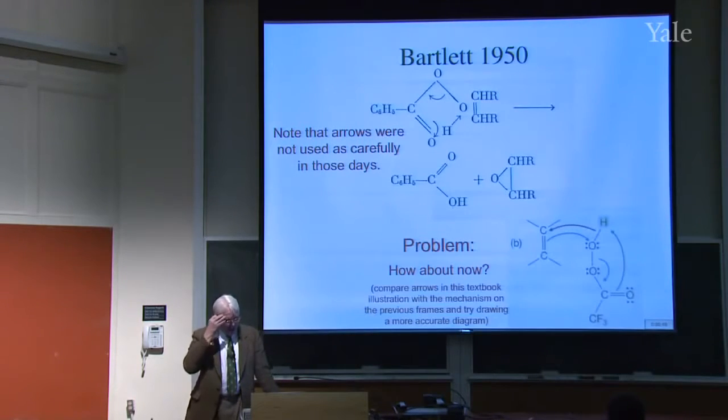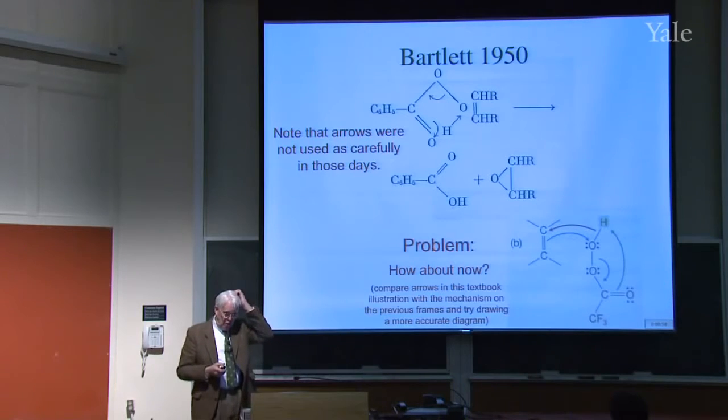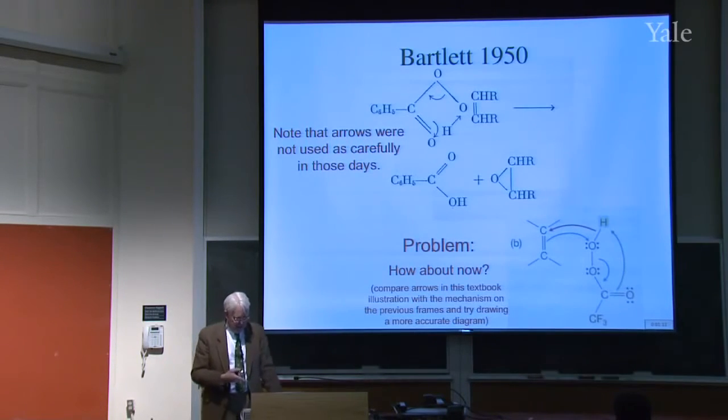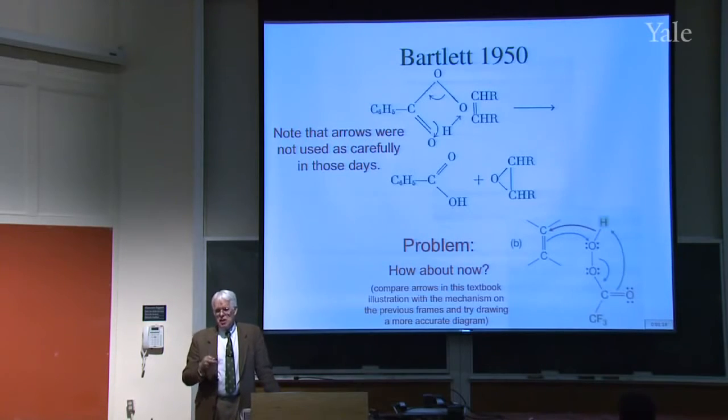Well, we could look at a modern textbook that has a drawing of this particular reaction and draws it in that way. And what I'd like you to think of for a problem is compare the arrows in this textbook illustration with the ones that we developed in the previous frame to show where HOMOs and LUMOs were interacting and how electron pairs were shifting. And see if you can draw your own diagram that's more accurate than this textbook one is. Okay?